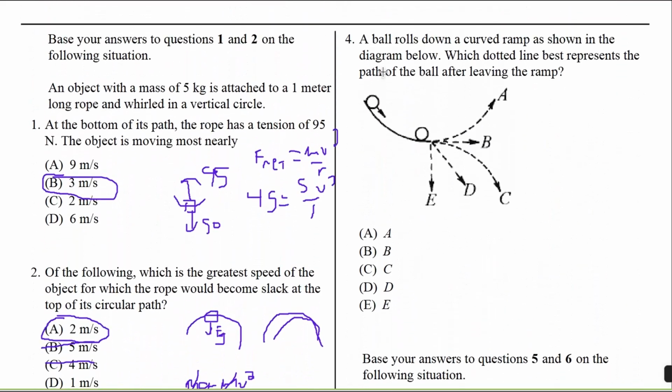Question 4. So we have an object that is following down this circle, and they want to know what dotted line represents the path it follows. Once it leaves this ramp, it's going to become a projectile, a horizontal projectile, so it's going to follow path C. Easy enough.